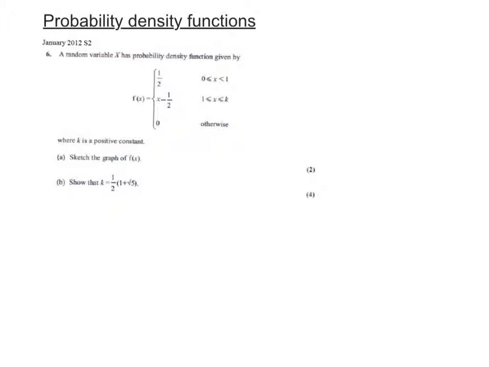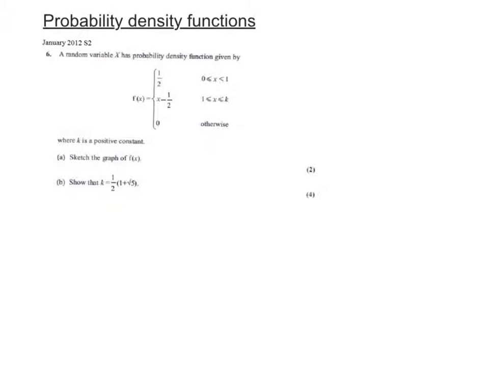In this video we're going to be looking at probability density functions, and again we're trying to find k. However, this time instead of using integration we're going to be using the formula of normal 2D shapes based on what we see from when we plot the graph. So let's have a look at how this could work in this question.